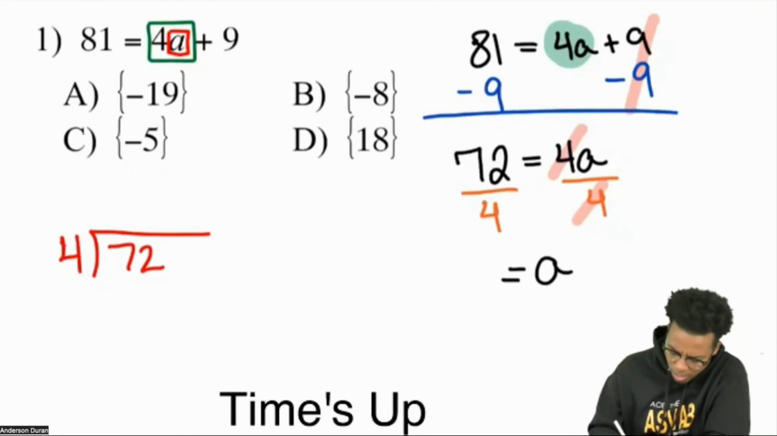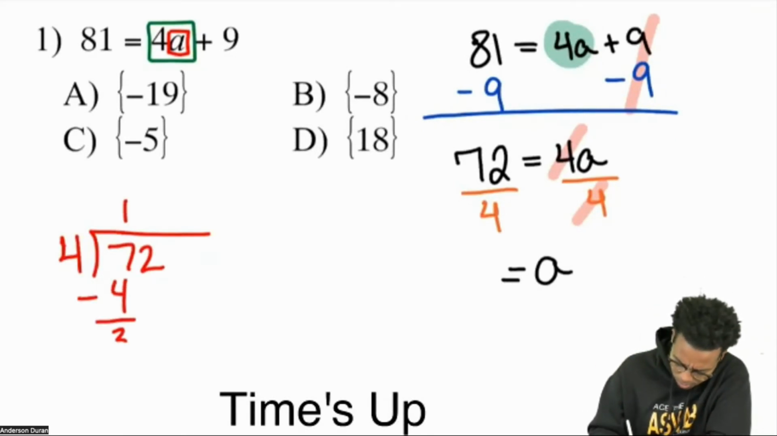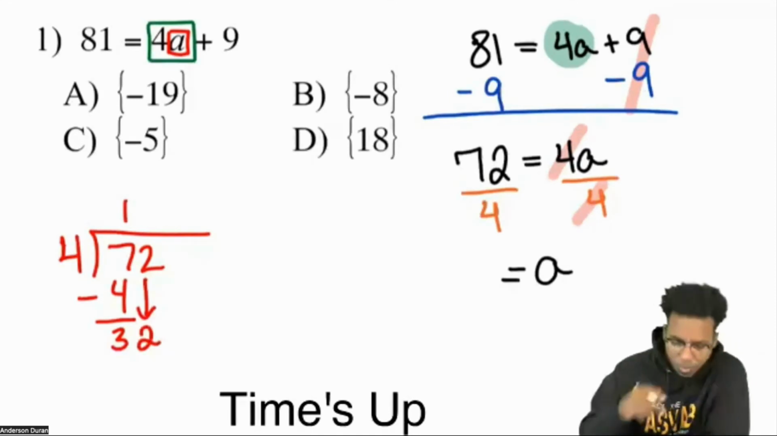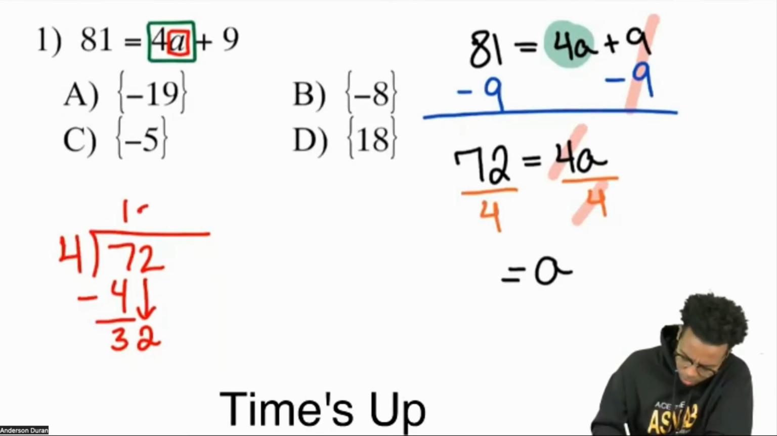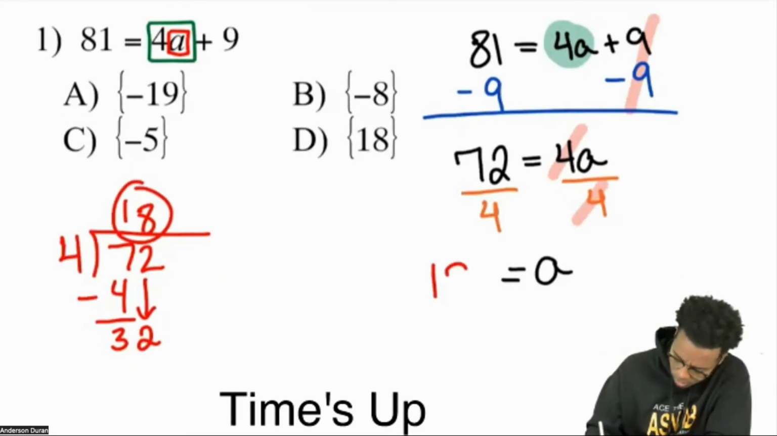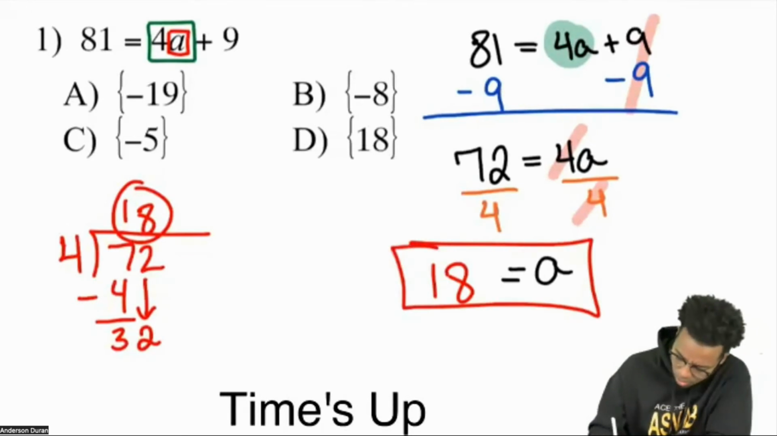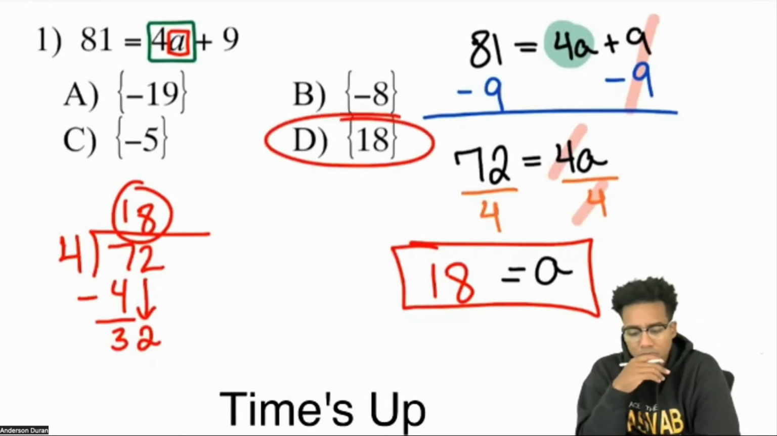4 goes into 7 once. Then you have the 32. And then 4 goes into 32 8 times. And so that would be 18. And so a equals 18.